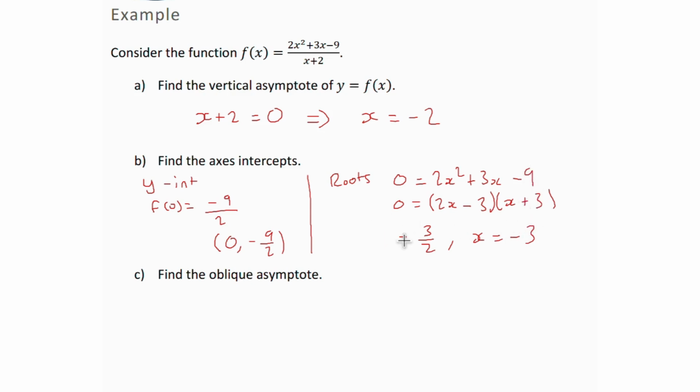Maybe we prefer to write them as coordinates. So that would be 3 over 2, 0, and minus 3, 0.